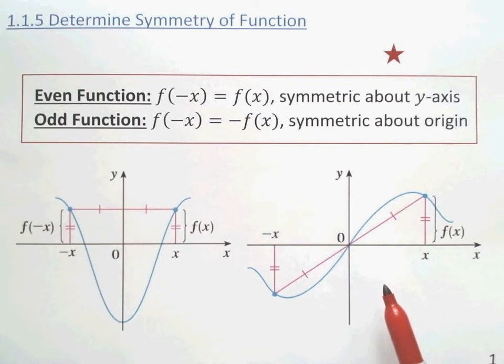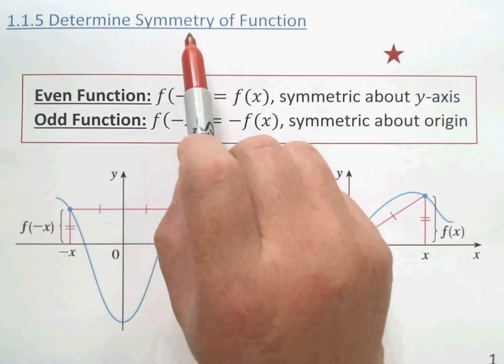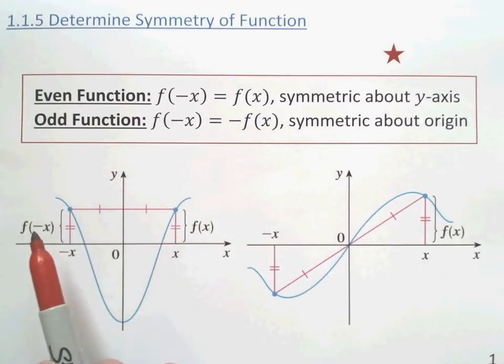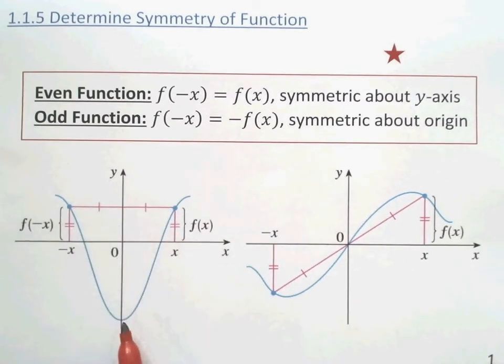In this lecture, I'm going to review the symmetry of a function. For the symmetry of a function, basically we have two types of symmetry. Okay, keep in mind. The first type is like this. The graph is symmetrical about the y-axis, and we call it the even function, right? And the second type looks like this, and the graph is symmetric about the origin. Here we call it the odd function.